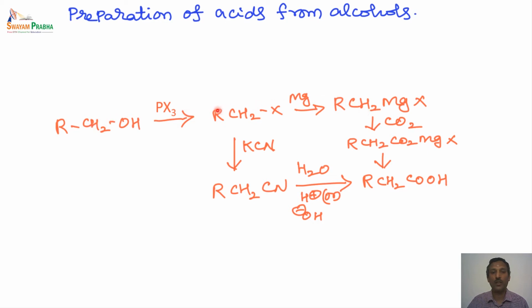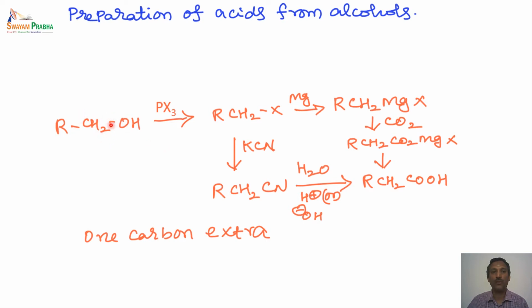So these two methods, like conversion of the alcohol to alkyl halide and treatment with CO2 after the formation of the Grignard reagent giving the carboxylic acid, or alkyl halide when treated with a cyanide nucleophile giving the carboxylic acid after hydrolysis. In both the processes there is an increase in one carbon, that is one carbon elongation or homologation of the primary alcohol is possible. So this way we can make a new carboxylic acid from the primary alcohol.